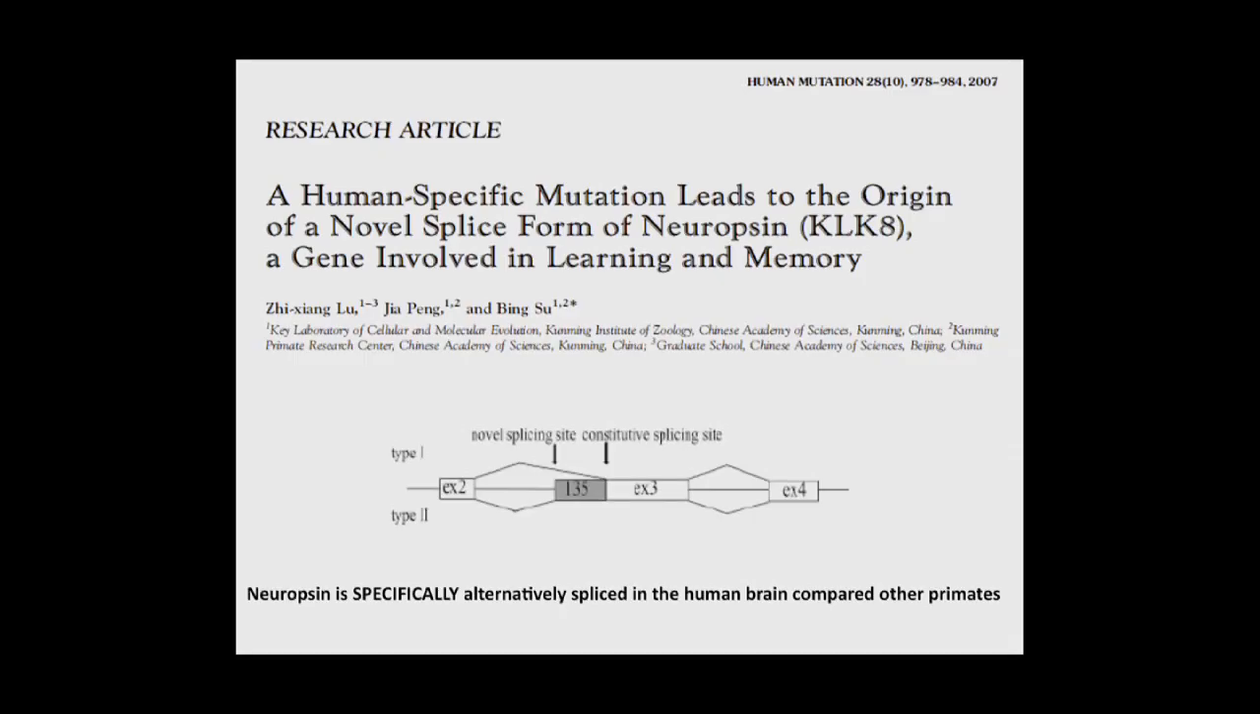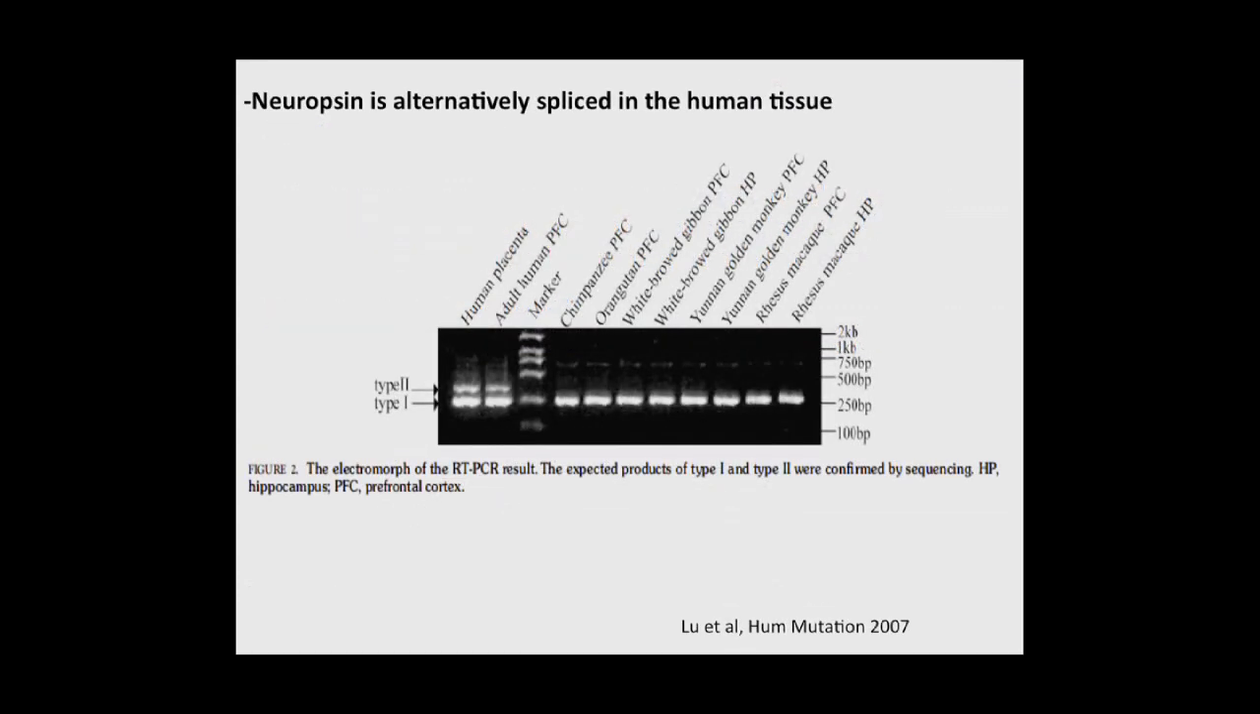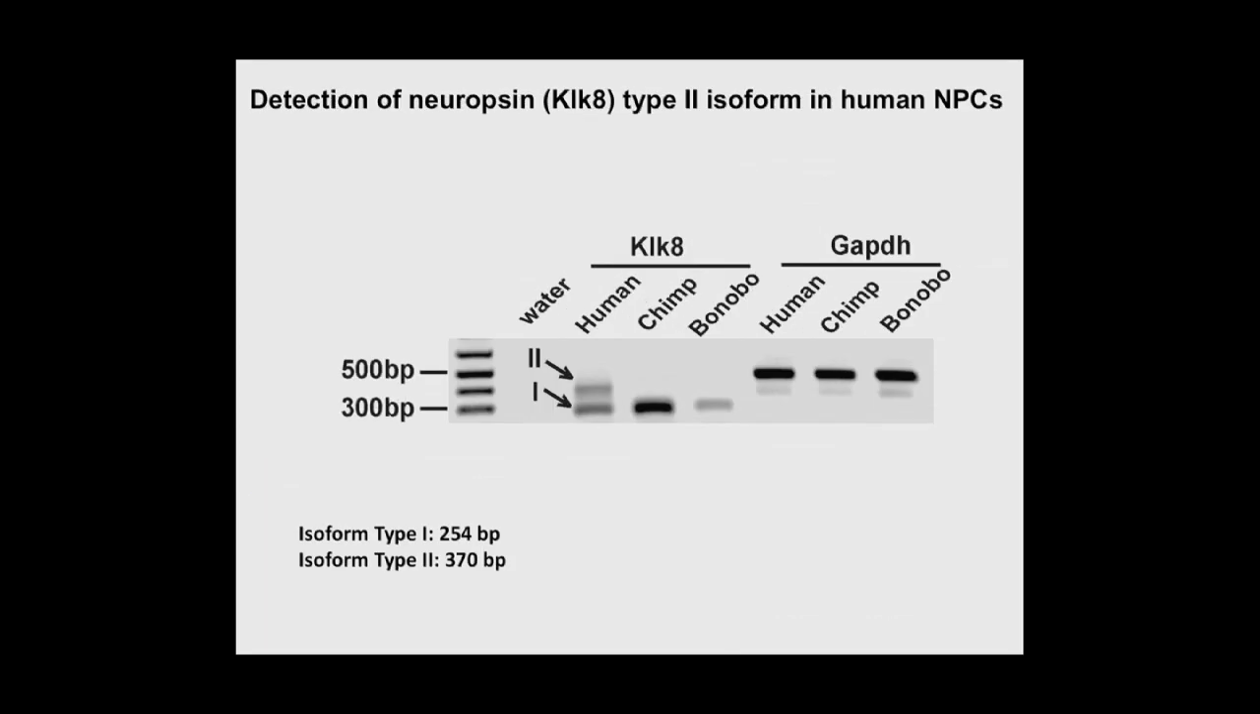A very interesting discovery was made some years ago that there's a splice variant in a protein called neuropsin, which is thought to be involved in spine formation, and there's a splice variant in humans so that they make two versions of this particular protein, which is different from chimps and bonobos. This is from their original paper, where they have the two splice variants shown in humans and in placenta, and here are all the different species that they tested that don't have that splice variant. We took our samples, and while there is the single variant in our chimp and bonobos, we have the splice variant evident in the human, which allows us another vehicle to go after this in some way.